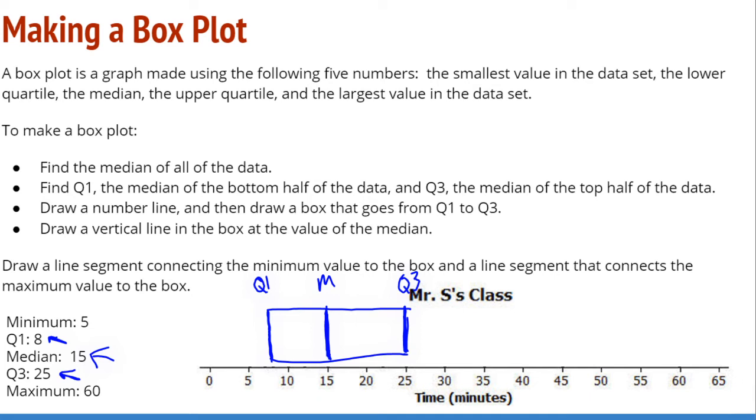Now what we do is we go out to our minimum, and we're going to put a little dot there and draw a line back in and connect it to the box. And we're going to go out to our maximum, 60, and draw a little dot and draw a line out to it. And now we have what is known as a box plot.